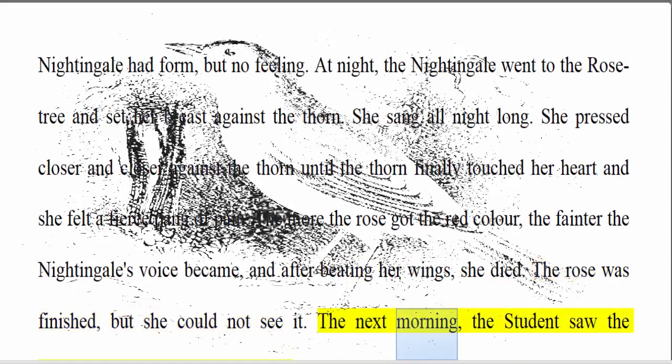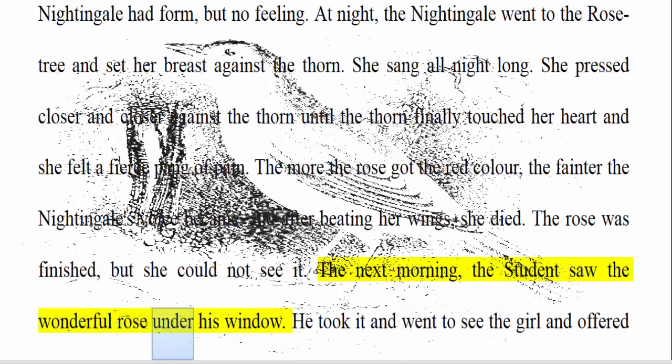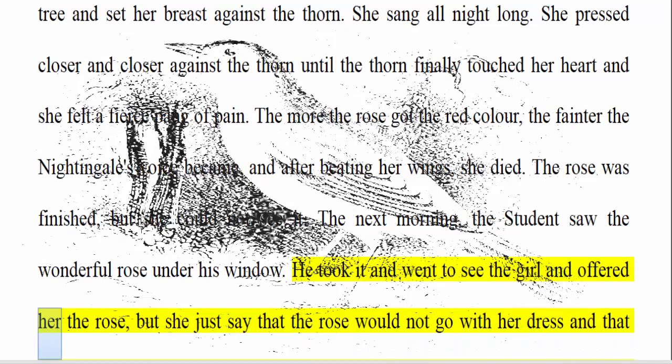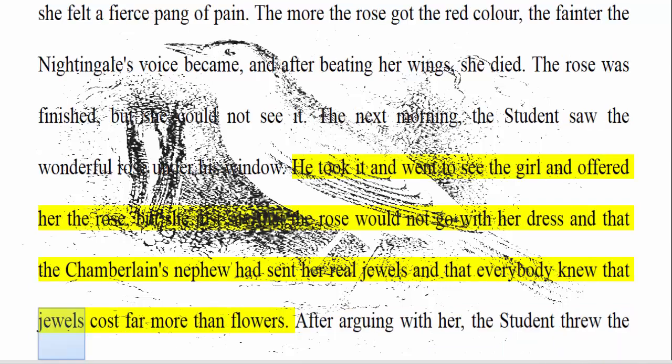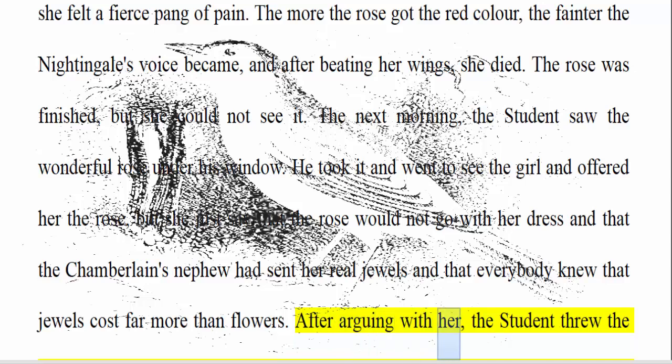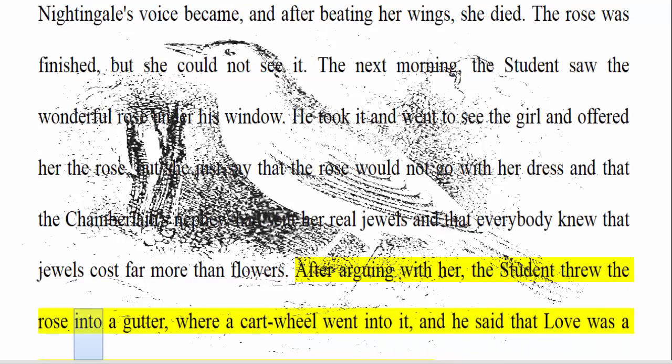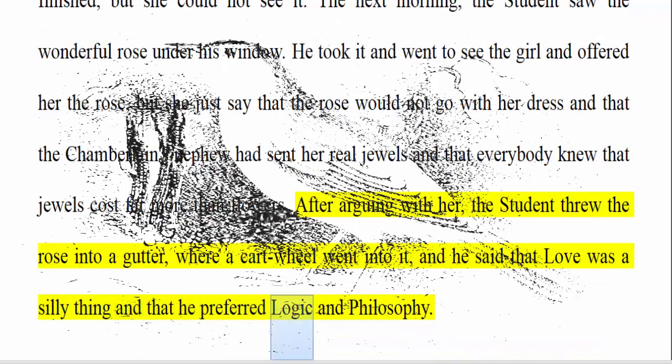The next morning, the student saw the wonderful rose under his window. He took it and went to see the girl and offered her the rose, but she just said that the rose would not go with her dress and that the chamberlain's nephew had sent her real jewels and that everybody knew that jewels cost far more than flowers. After arguing with her, the student threw the rose into a gutter, where a cartwheel went over it, and he said that love was a silly thing and that he preferred logic and philosophy.